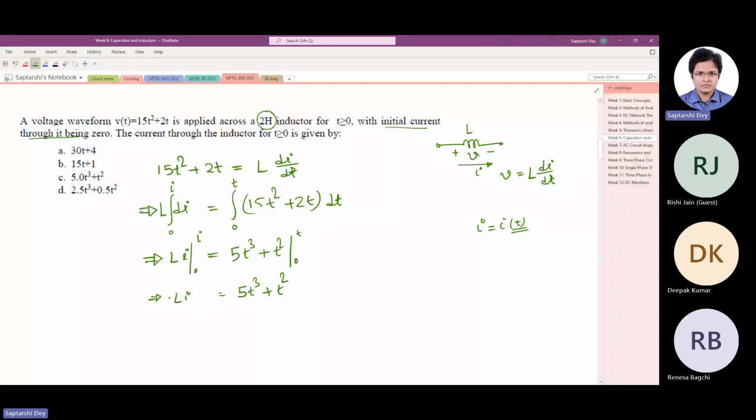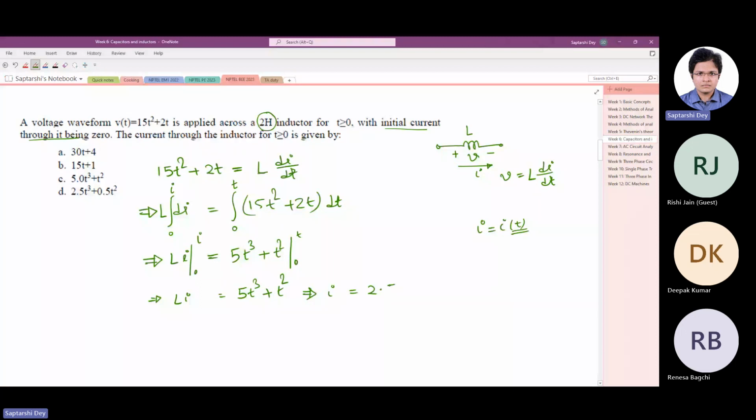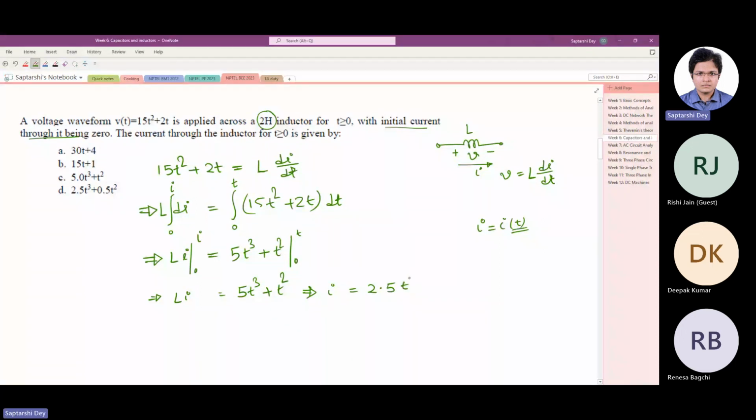So what we get is L i equals 5t cubed plus t squared. Now L is 2, they have given 2 Henry. So the current will be the right hand side divided by 2, which is 2.5t cubed plus half t squared. Any doubt? Quite a straightforward question.